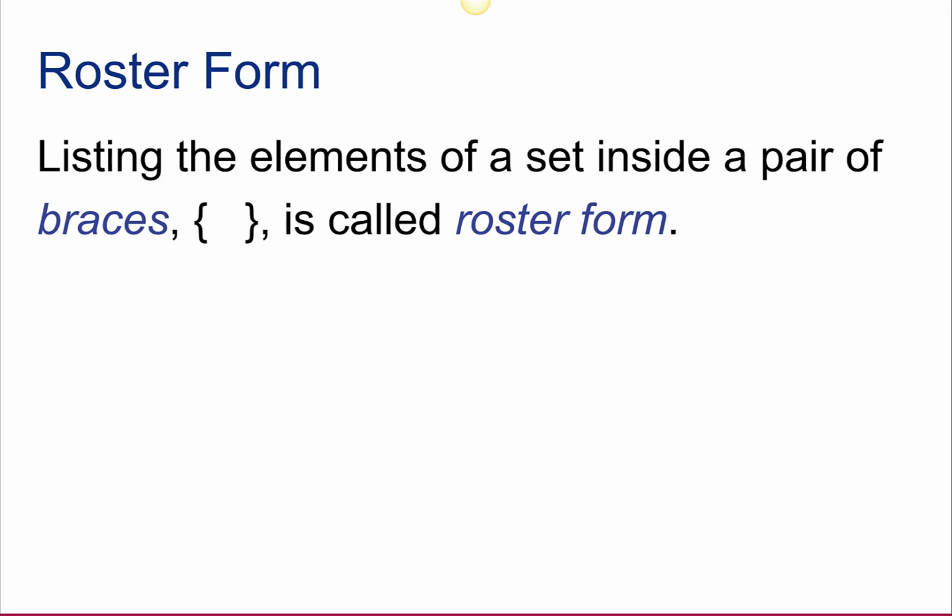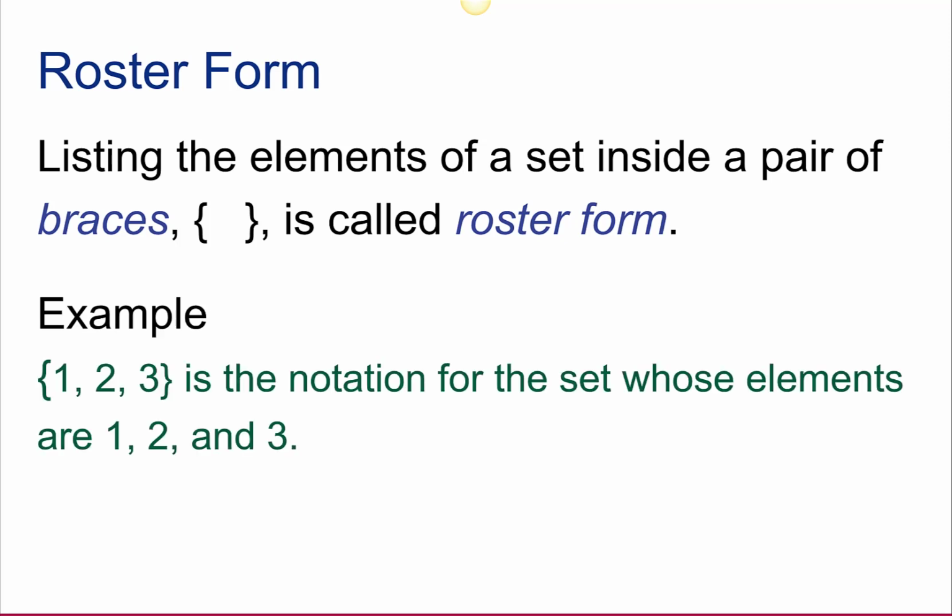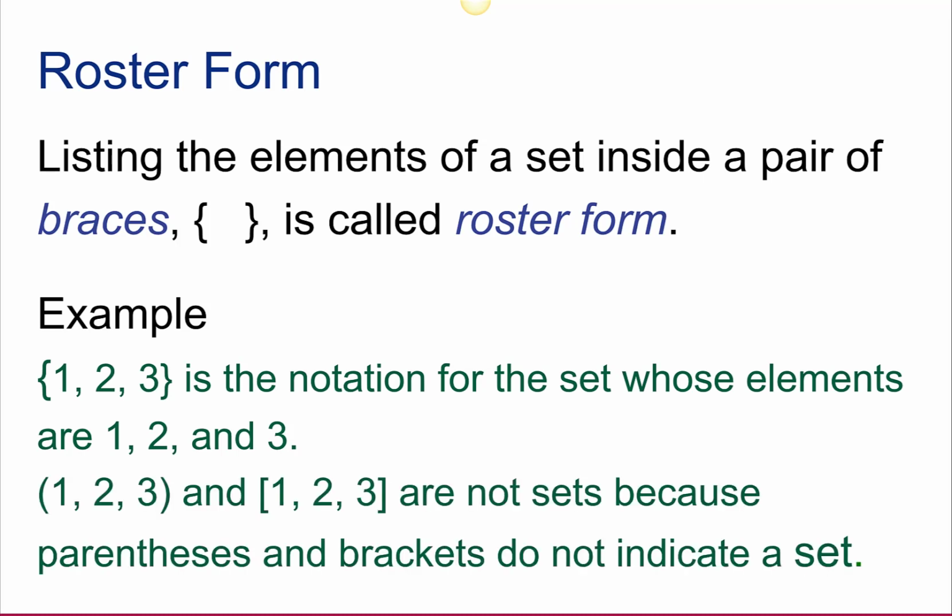Roster form, listing the elements of a set inside a pair of braces, is called roster form. For example, the set {1, 2, 3} is the notation for the set whose elements are 1, 2, and 3. Notice that these two options on the left side, with the parentheses and with the brackets, do not indicate a set because it's not proper set notation. We have to use the braces.